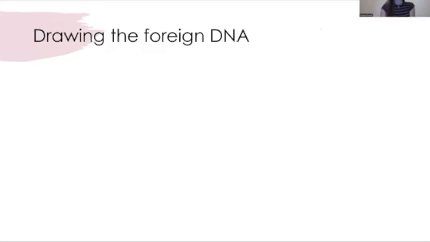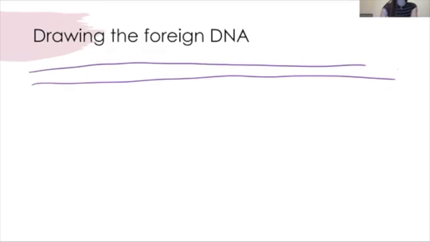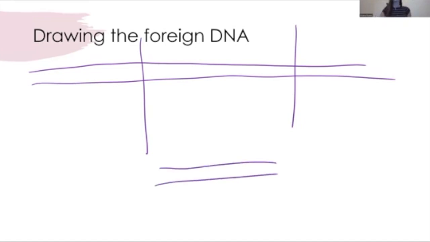So just to draw that out really quick, let's say that we have our double-stranded DNA, and there are 2 restriction sites right there. So we'll use whatever restriction enzyme we need to cut. And then you would have your foreign DNA fragment, which we would then put into a plasmid.